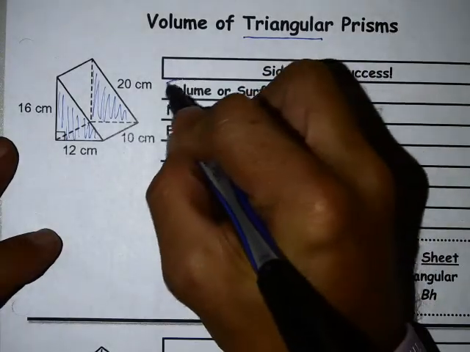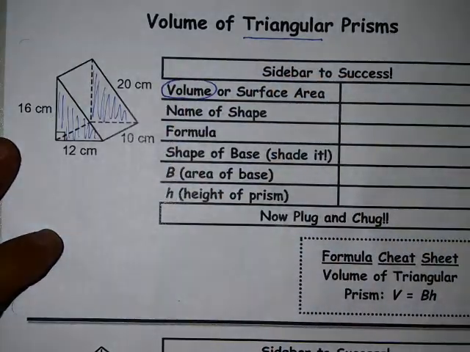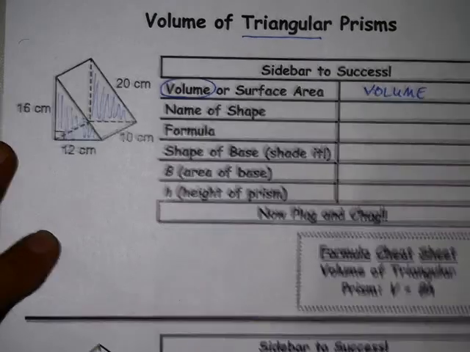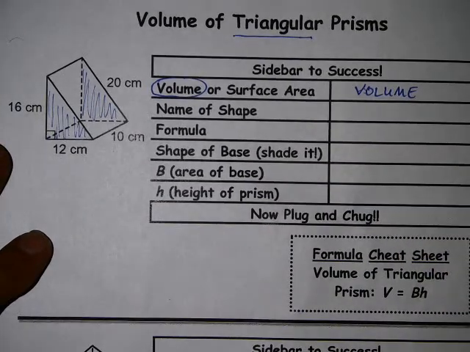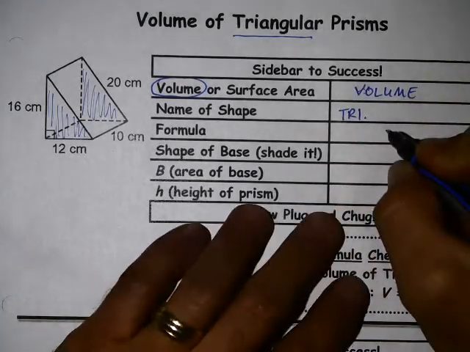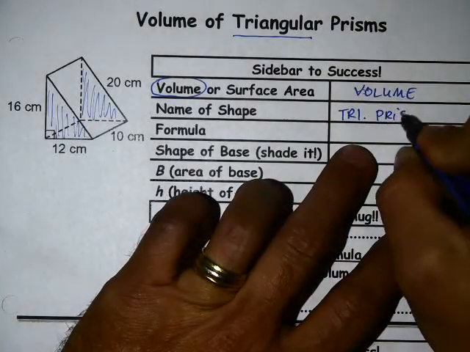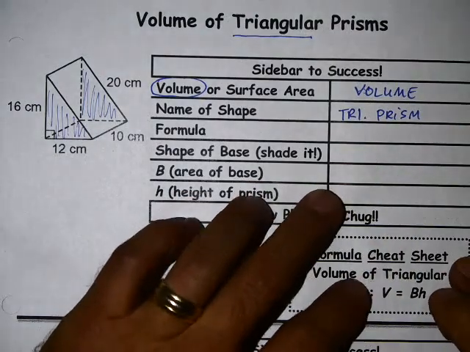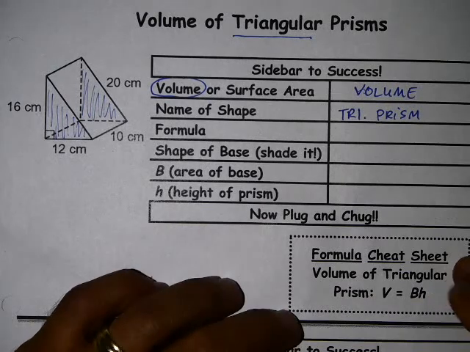So again, we're doing volume. So we're going to circle volume for our notes. Maybe we just write it right here. Volume. And the name of the shape. Well, we're going to shorten this down. It is a triangular prism. Again, knowing that it's a triangular prism will help you remember part of the process for doing this.